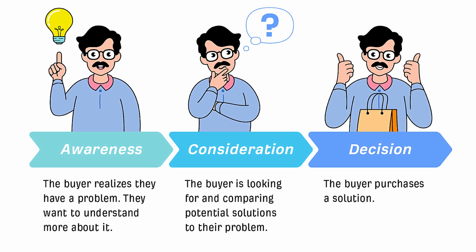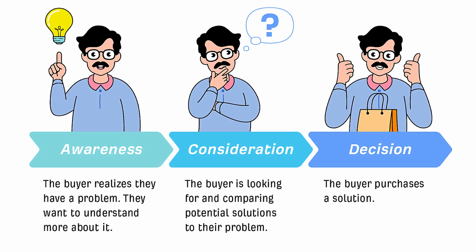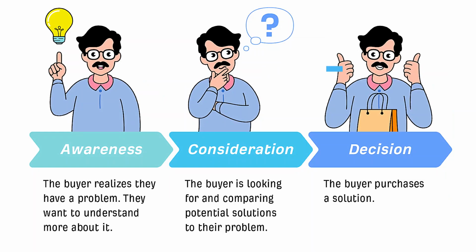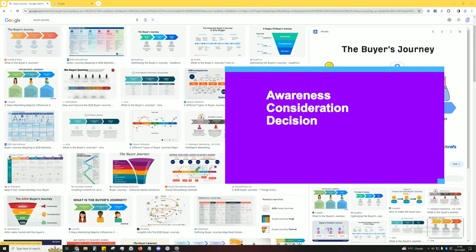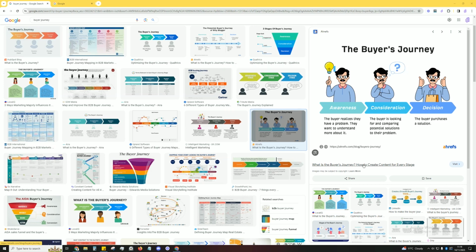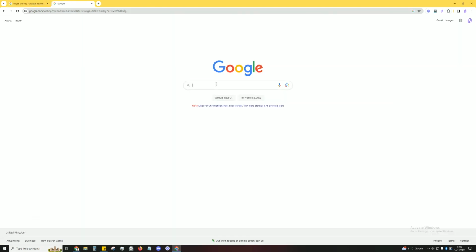So the awareness stage is where the buyer realizes they have a problem and they're researching more into it. The consideration stage is where the buyer is looking for and comparing different solutions for their problem. And then the decision stage, the buyer decides to make a purchase or take action on a particular solution. So when you're doing keyword research, just bear that in mind. Whereabouts does the keyword fall in the buyer journey?